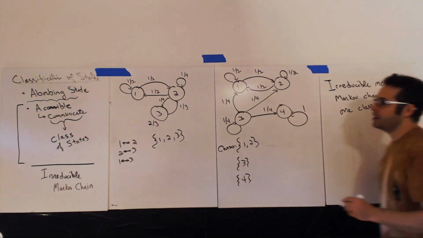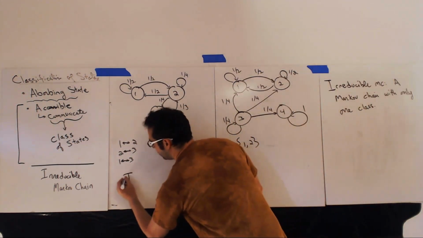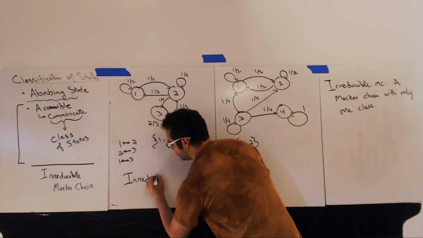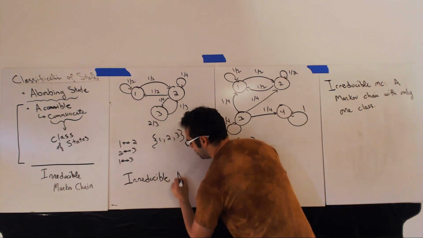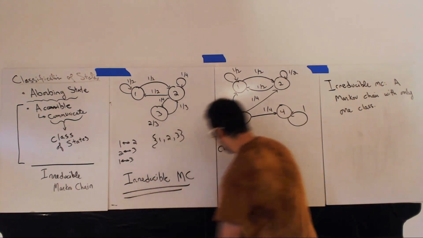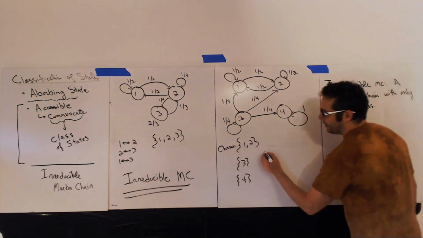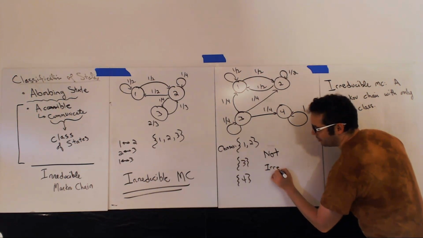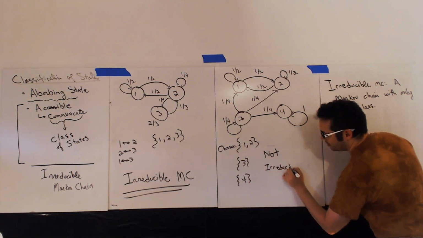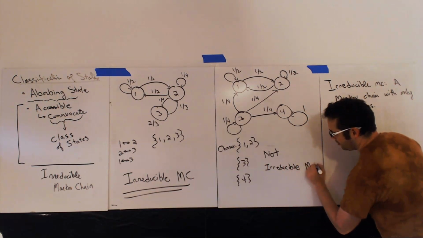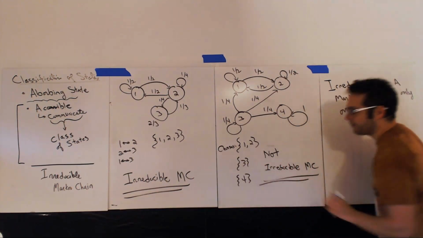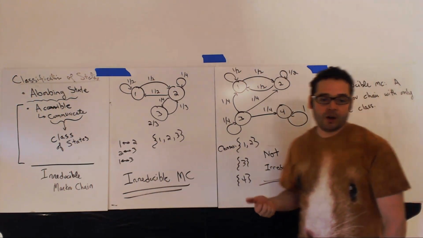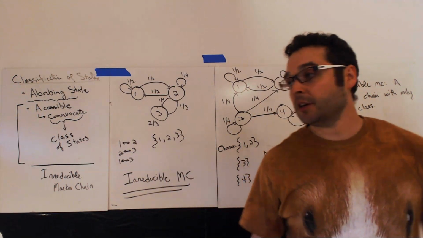Okay. So in this first example, we only had 1 class, while in this second example, we had 3 classes. So in this first case, we would say we have an irreducible Markov chain. While in this latter case, we do not. So this is not an irreducible Markov chain. All right. And so this idea of irreducibility is going to be very important when we start talking about limiting probabilities.